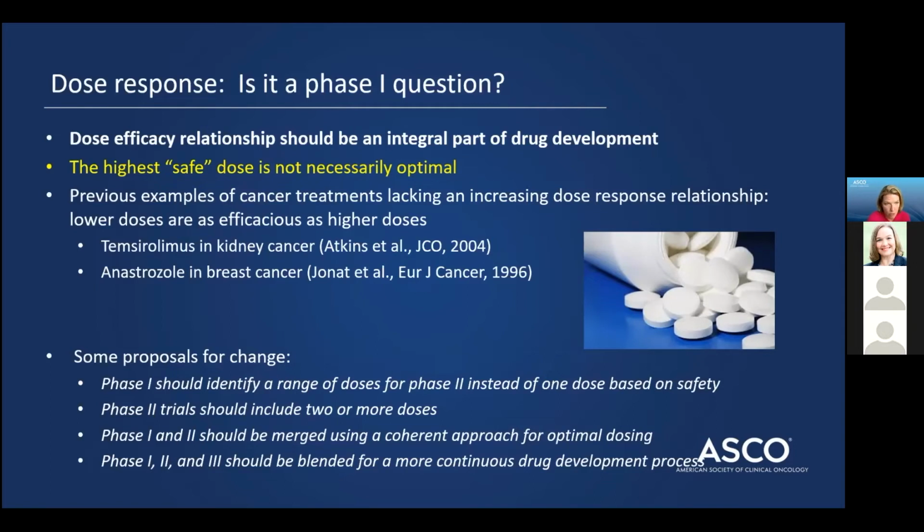Phase 2 trials should include 2 or more doses. Phase 1 and 2 should be merged using a coherent approach for optimal dosing. And phase 1, 2, and 3 should be blended for a more continuous drug development process. This has been referred to as seamless drug development, where there's not so much a staggered, discrete set of trials, but really more of a drug program that is envisioned early on in the development of a drug.